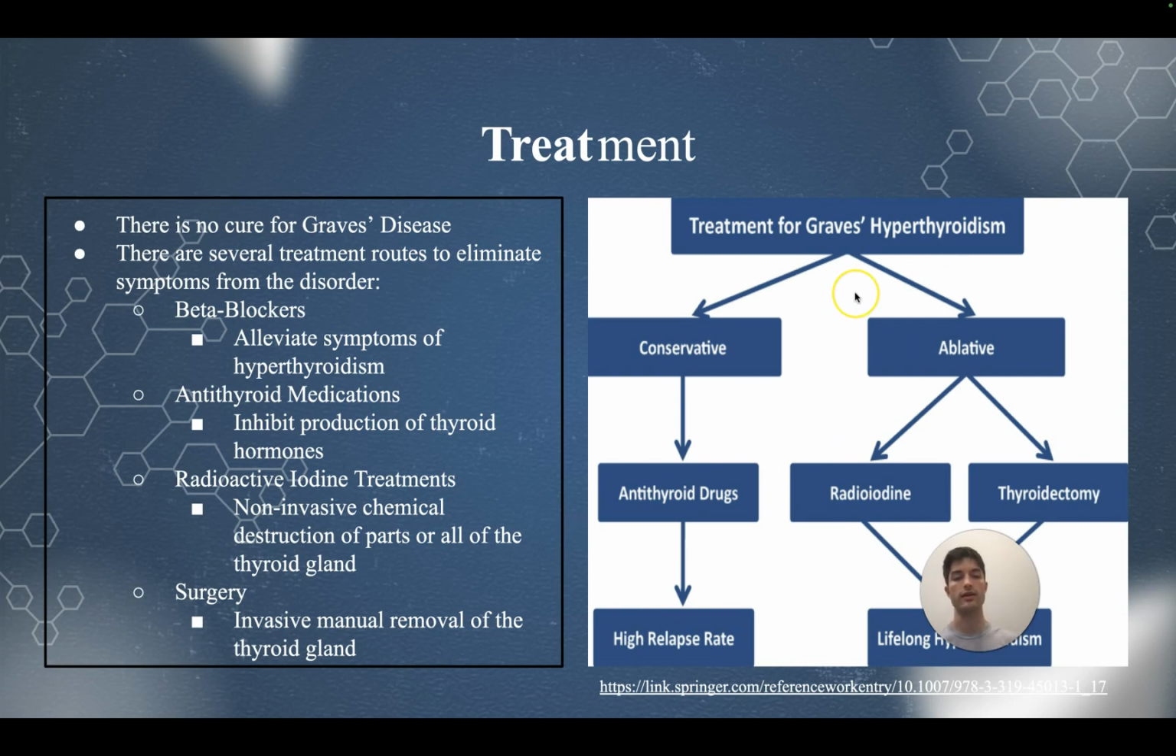And so this graph right here just shows the treatment methods for Graves' disease. You have the conservative route, which is your antithyroid drugs. These work, however, often you have a high relapse rate. For a more ablative treatment, you have things like that radioactive iodine treatment, your radioiodine, or your thyroidectomy, the surgery, which removes the thyroid gland and results in that lifelong hypothyroidism, which is going to have to be addressed by a physician. And that will basically result in you taking levothyroxine for the rest of your life.